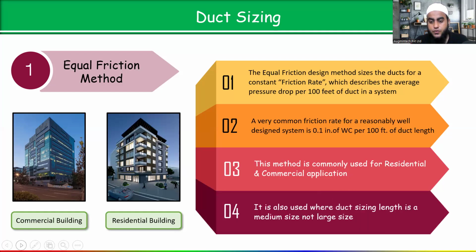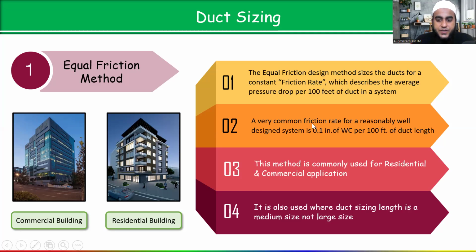It is also used where the duct length is medium. See the important point where we have to use this method: where the duct length is a medium size, not a large size. Because in industrial applications, the ducts which we are using are large sized. So remember, for residential and commercial applications, generally we have to use the equal friction method.